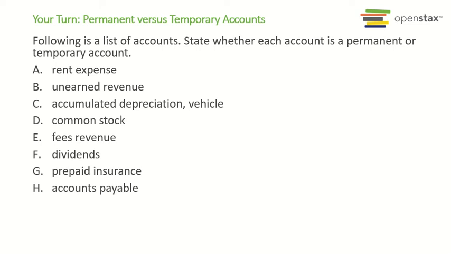Common stock is a permanent account. Fees revenue, that's an income statement account, a revenue account. This is a temporary account. Dividends, as we'll talk about, this is a temporary account. Prepaid insurance is an asset account. It's a balance sheet account. So this is a permanent account.